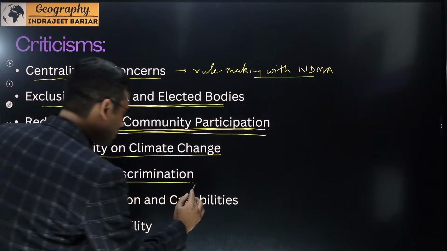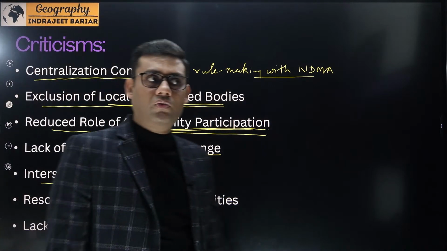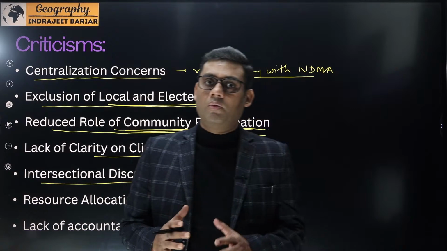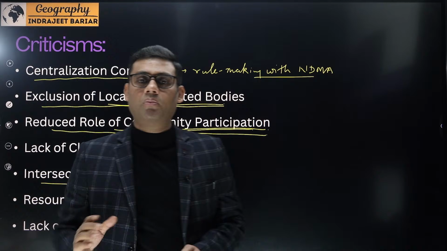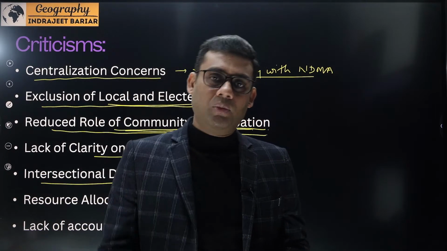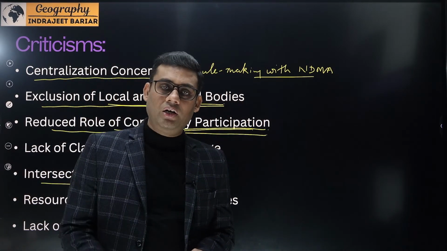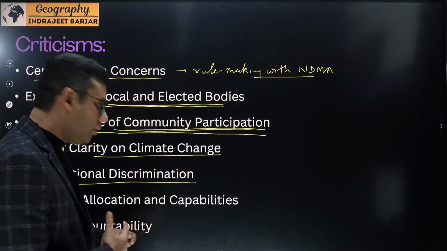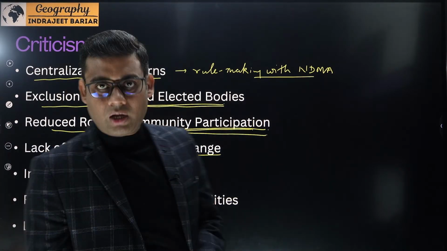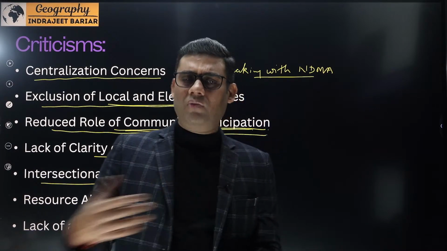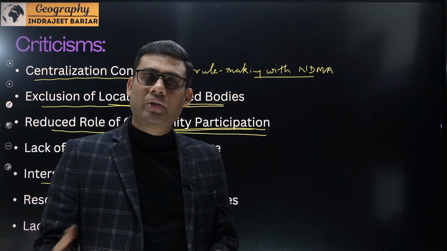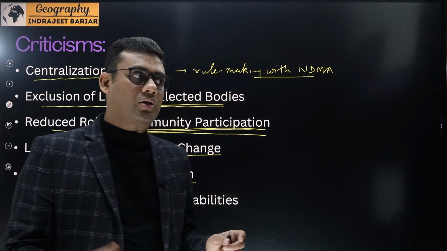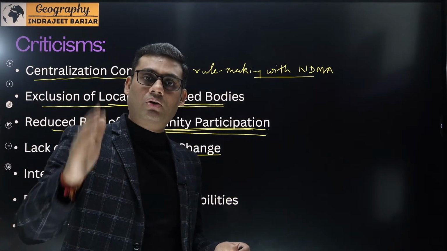Then intersectional discrimination. Now, what do we mean by this? With a disaster, the most vulnerable groups would be women and persons with disabilities. During the time of disasters, there is a very prevalent case of discrimination against these vulnerable groups. But the bill has not addressed this specific idea, how to deal with these types of discrimination or how to address this particular challenge.